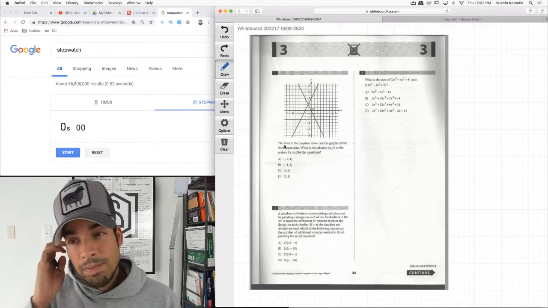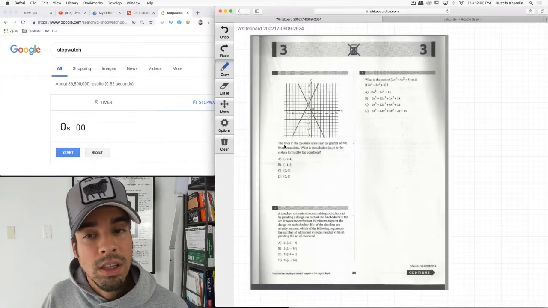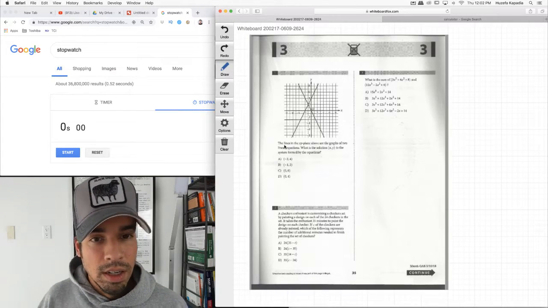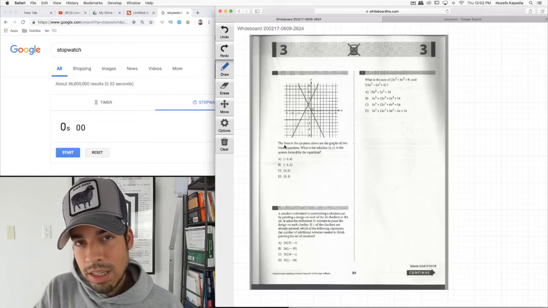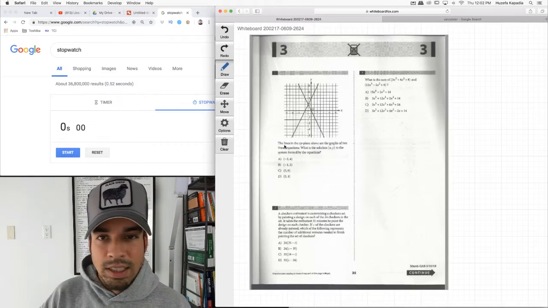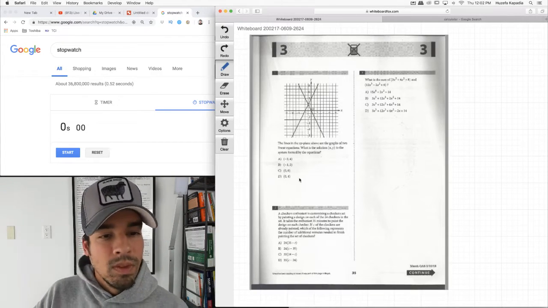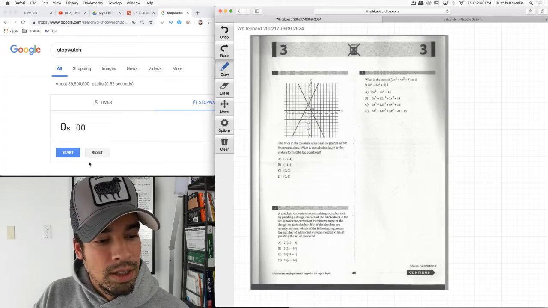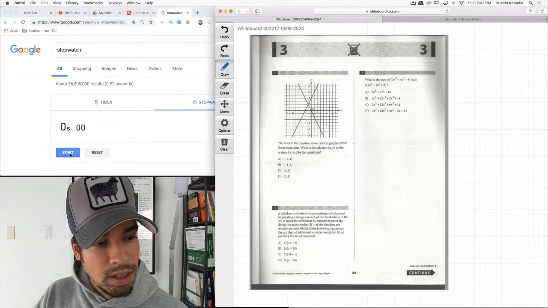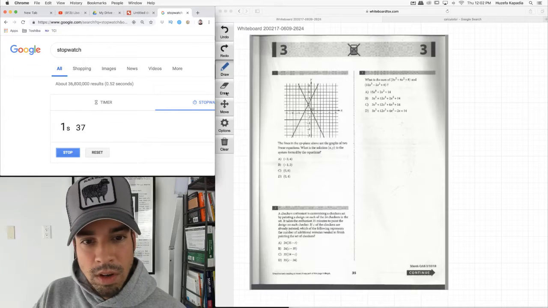This is my favorite section because you don't have to deal with the calculator or do any calculations. You just do everything in your head or on paper, and that's my favorite part of the whole SAT, and it's quick too. On your marks, get set, and begin.